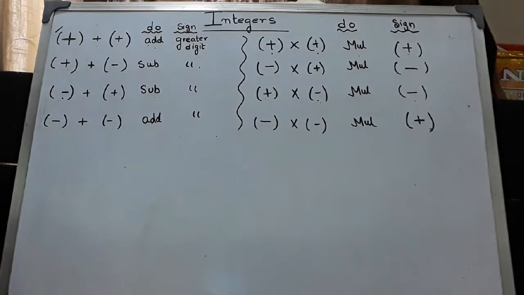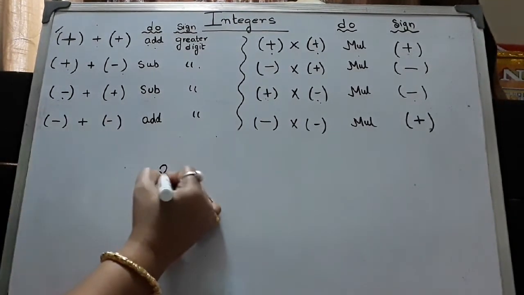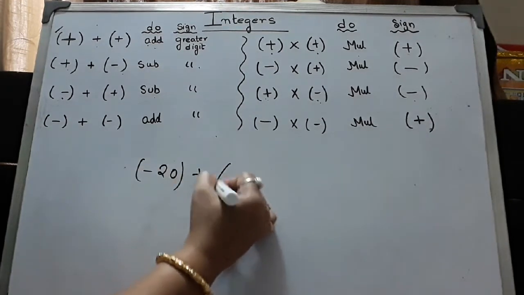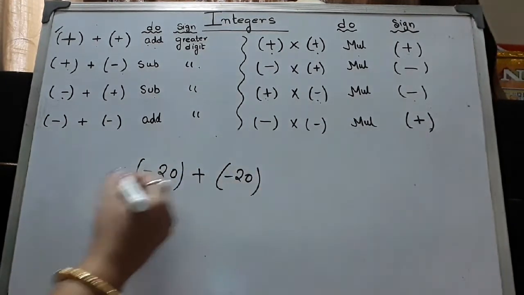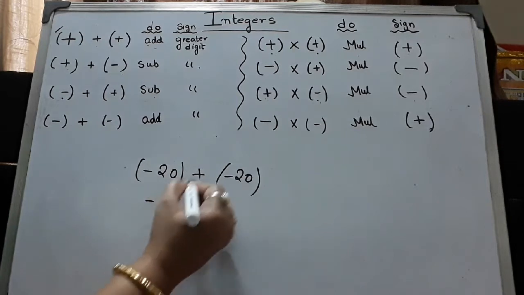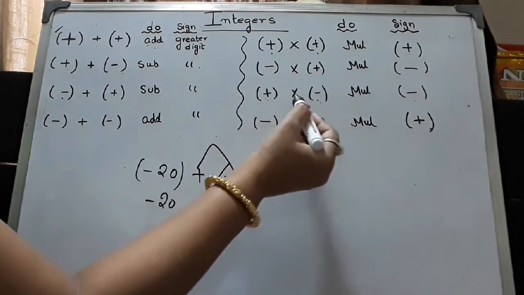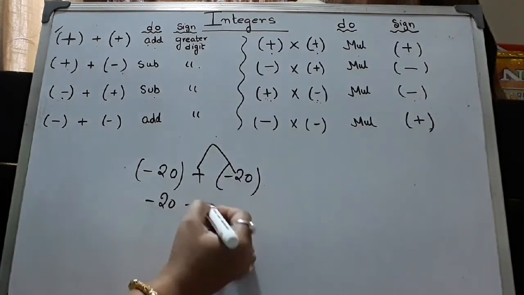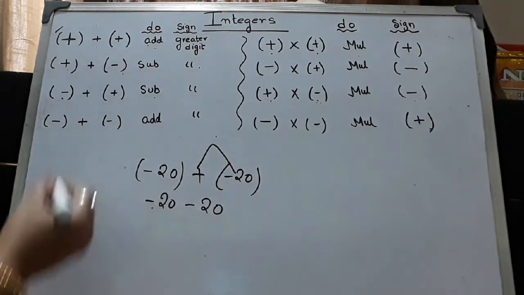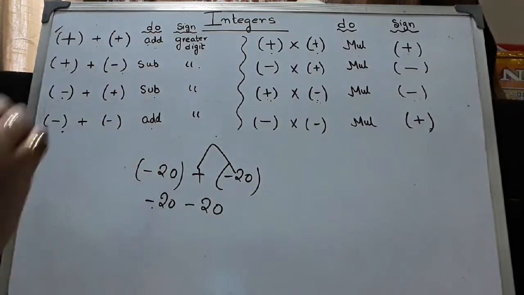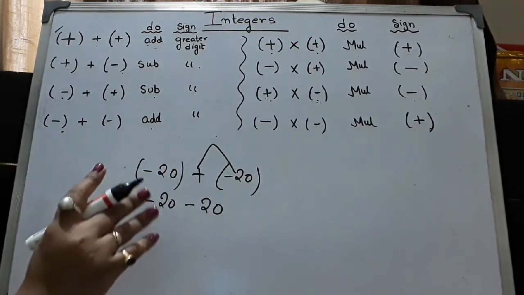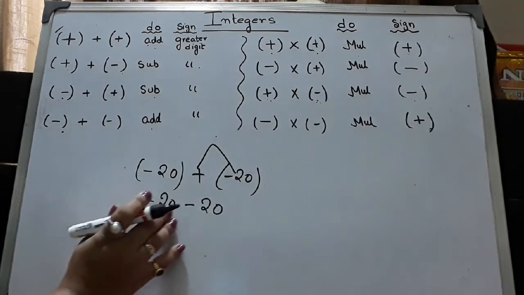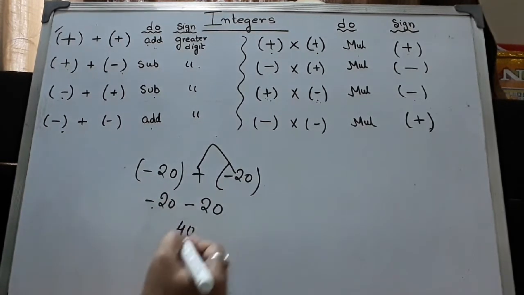Next one, minus 20, add with minus 20. Open the bracket, minus 20 plus minus how much? Where it is plus minus, you have to put the sign minus and then 20. Minus minus, what to do? Minus minus, you have to add. So, 20 plus 20, 40.